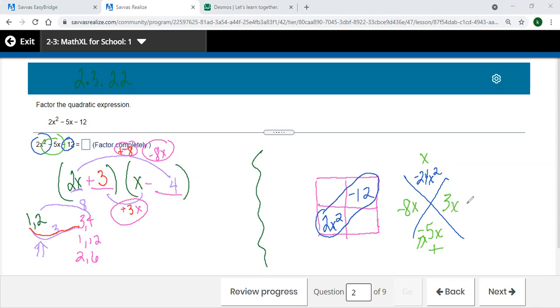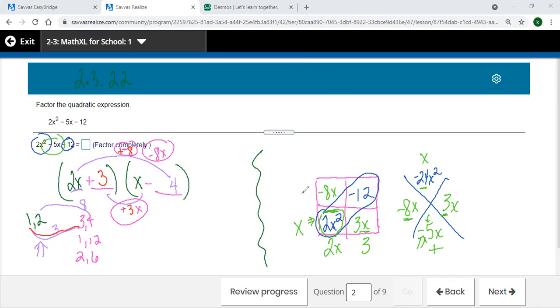So -8 times a positive 3 would equal my negative 24. But when I add them, negative 8 plus 3 is this negative 5. Then that negative 8x and 3x is what goes in the other two corners. And we look for the common factors in the outside. Looking at this bottom row, and the only thing I see there is an x. X times 2x would make this 2x squared here. And then x times 3 right there would make this 3x.